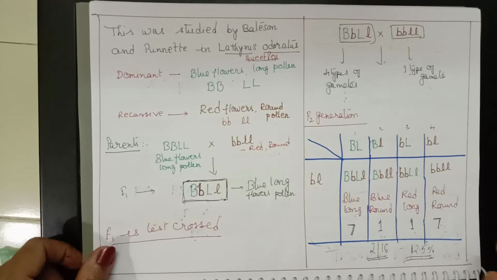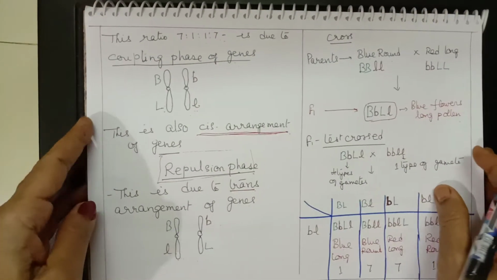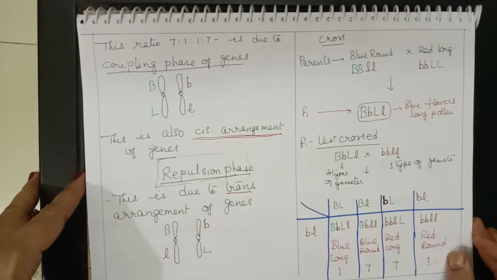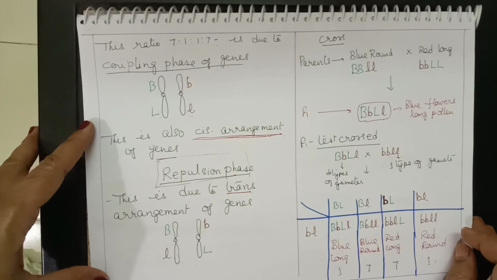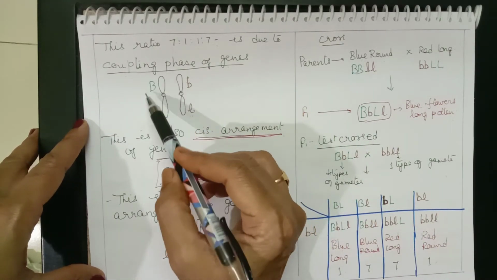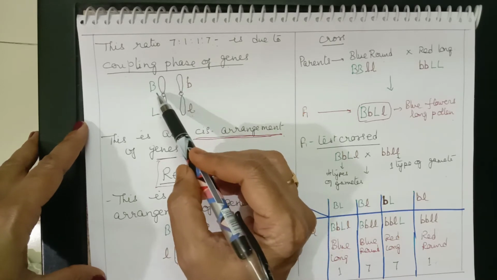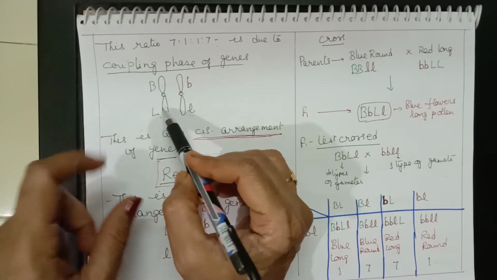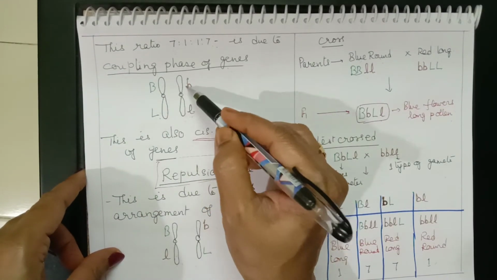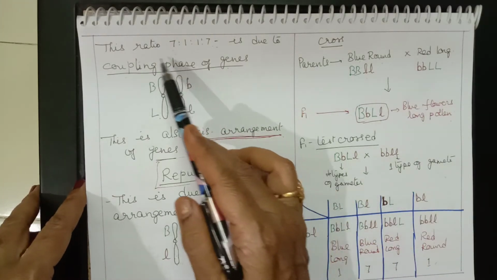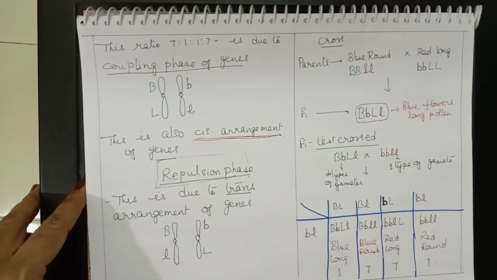This ratio is obtained because of the arrangement of genes, which is called the coupling phase. This type of arrangement is called the coupling phase. Now what is this coupling phase? Here we can find in a homologous pair, in one chromosome, both the dominant alleles are present. Then we call it a coupling phase.